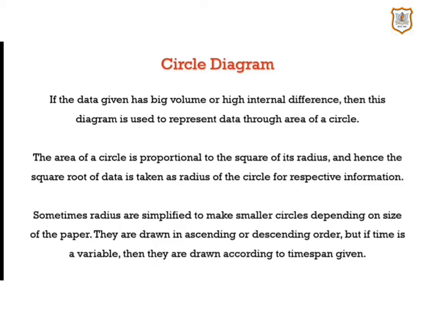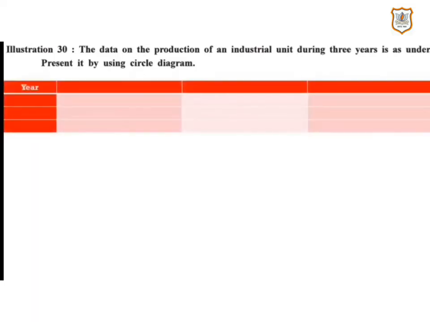Let's be more clear by solving one example from your textbook. We are solving example number 30 from your textbook. The data on the production of an industrial unit during 3 years is as under; present it using a circle diagram. Here we have 3 years: 2013, 2014, 2015. We have production units 3,60,000, 4,90,000 and 6,40,000. So first we are going to take out the square root of it.